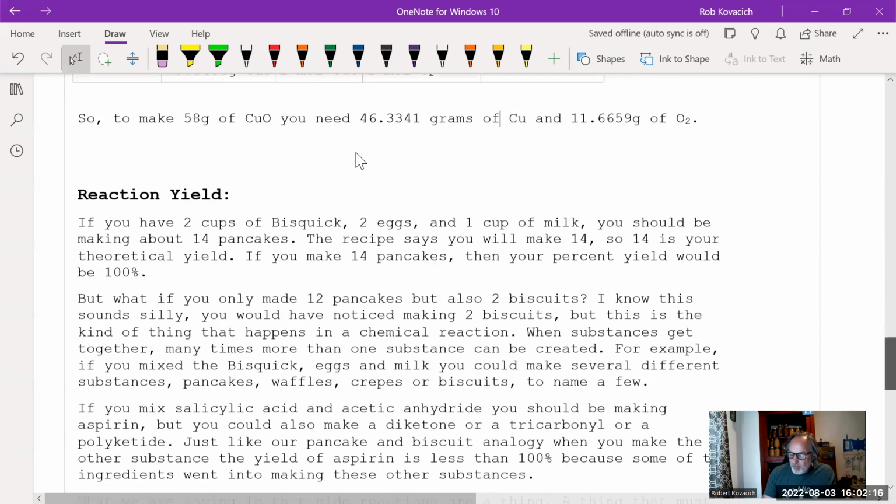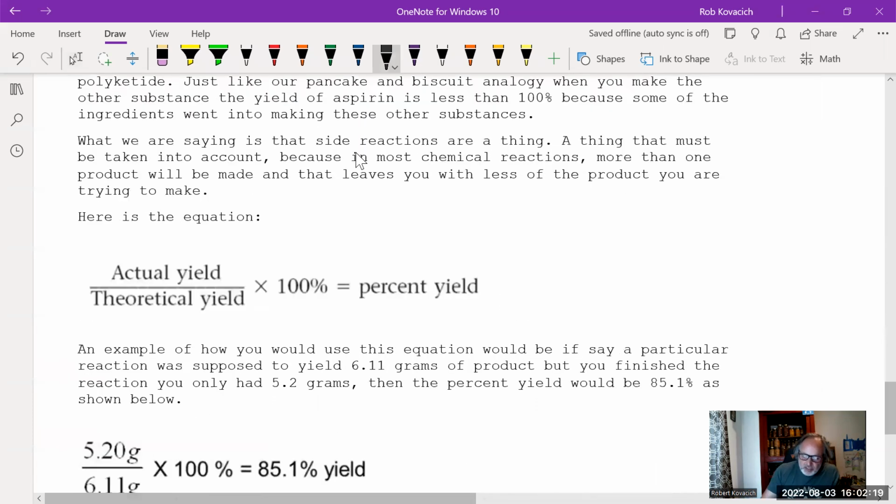So the calculation to determine my percent yield: I actually made 12 pancakes, and I was supposed to be able to make 14 pancakes. I multiply by 100 and I get some percentage of yield. So I don't know, what is that? It's only 75? Oh, no, sorry, that's not right. Looks like 86%. My yield was 86%. So instead of having 100% yield of 14 pancakes, I only got a yield of 12 pancakes, which leaves me with an 86% yield.